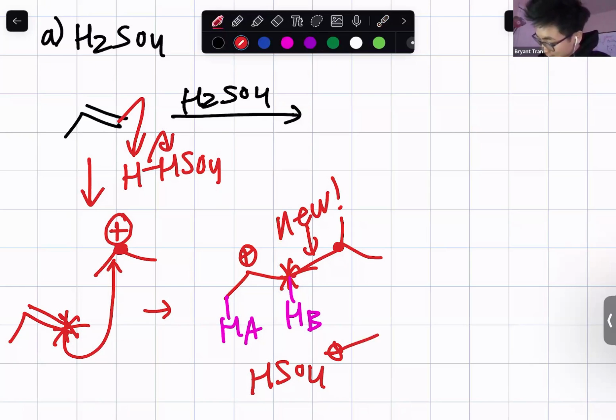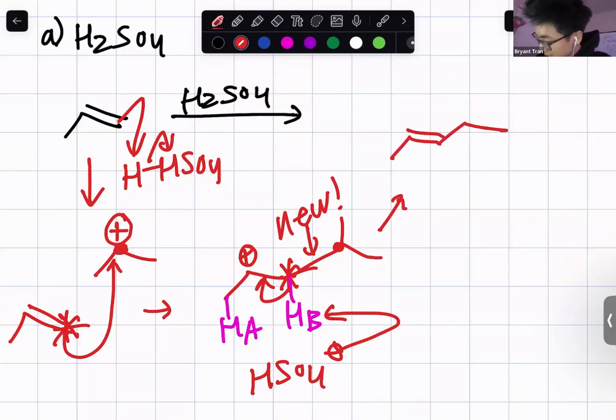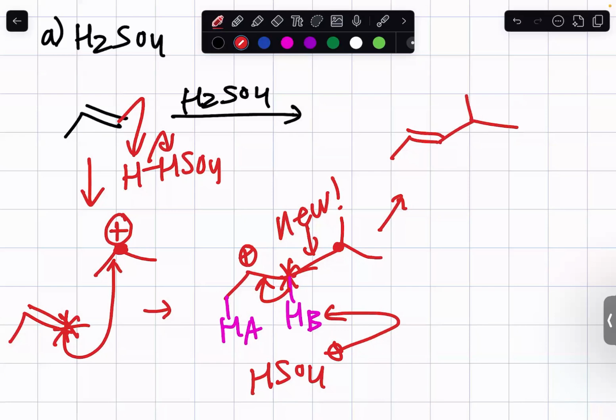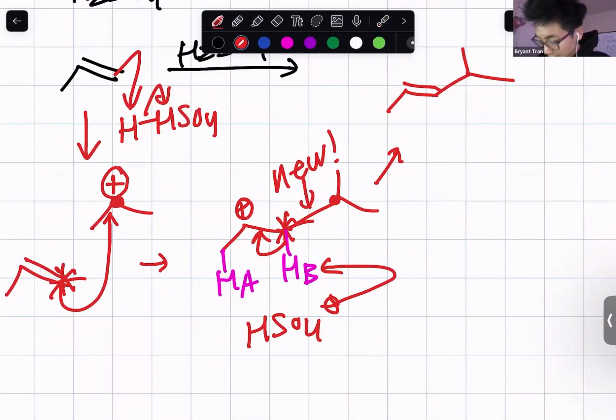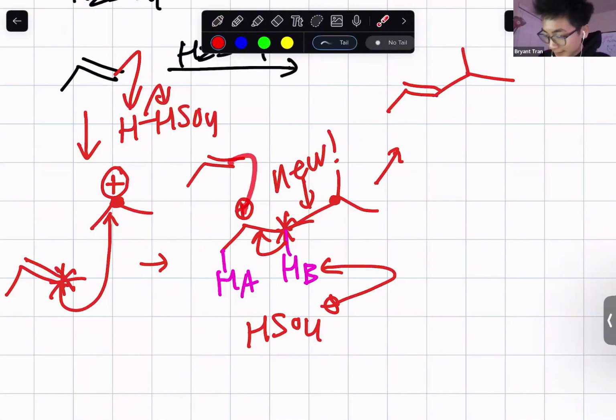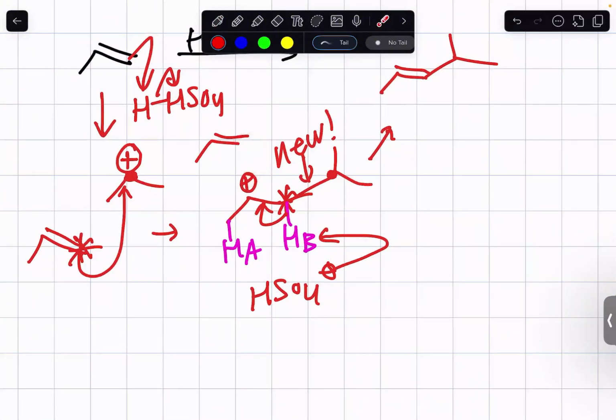So HSO4 minus here is going to grab that HB, make a double bond right there, and give us this alkene right here, which is the dimer. The dimer that we just formed, because we just did this one time. We can polymerize and bring in another equivalent of alkene and keep expanding it and get a very big chain, right?